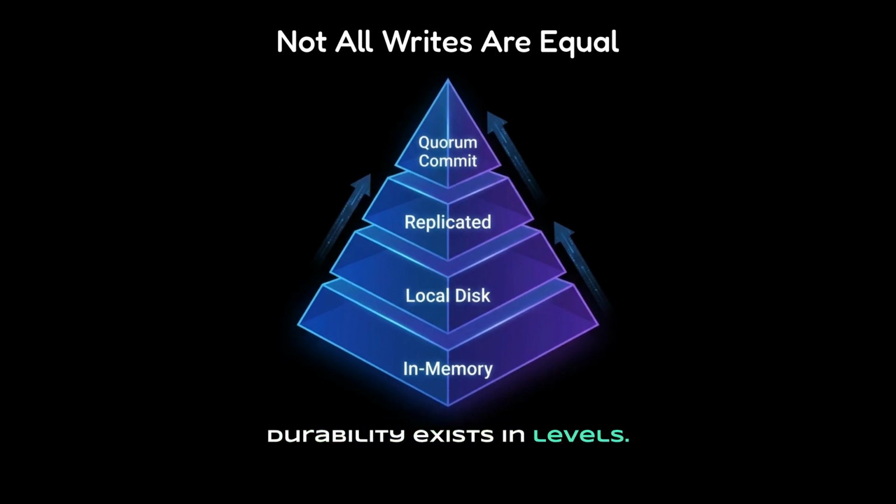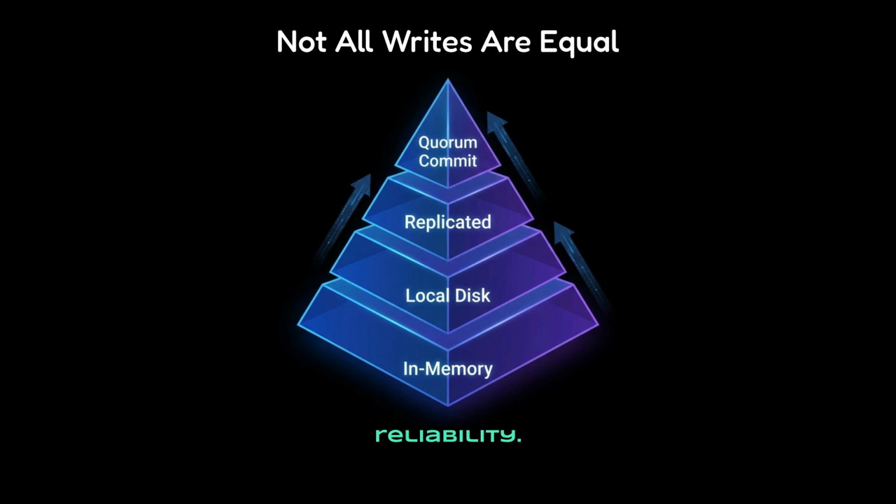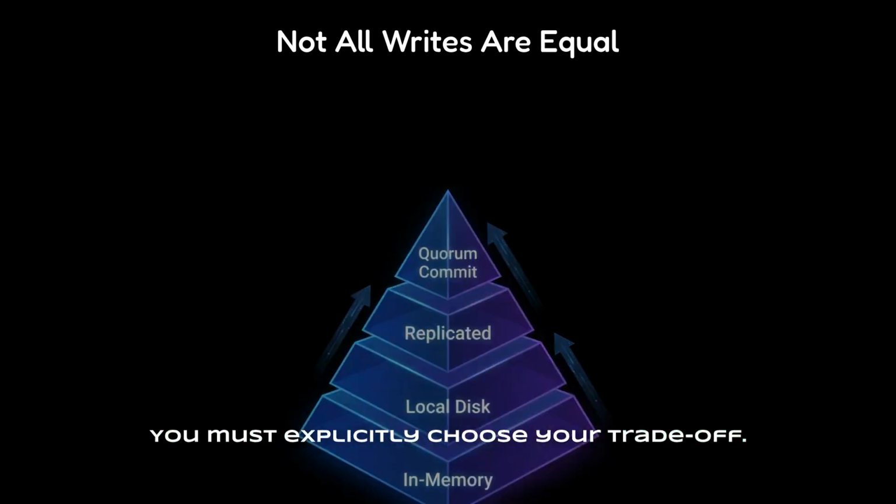Durability exists in levels. The lowest level is in-memory acknowledgement, fastest but fragile. Next is local disk persistence, durable against process crashes but vulnerable to hardware failure. Higher still is replication across nodes. The strongest level is quorum commitment, where a majority confirms the write. Each level increases latency, but improves reliability. Engineering is about choosing the correct durability guarantee for your workload. Speed and safety exist in tension. You must explicitly choose your trade-off.